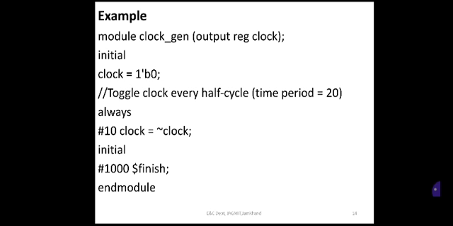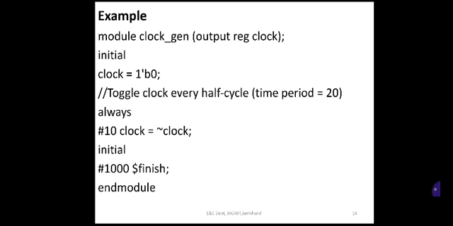Whatever the statement that we have discussed earlier, that is initial, it is going to execute only once. So the clock value is declared here. Its initial value is 1'b0. That means the clock value is 0 now. Now toggle the clock every half cycle. So the time period given is 20. So for a complete clock pulse, we have a time period of 20.